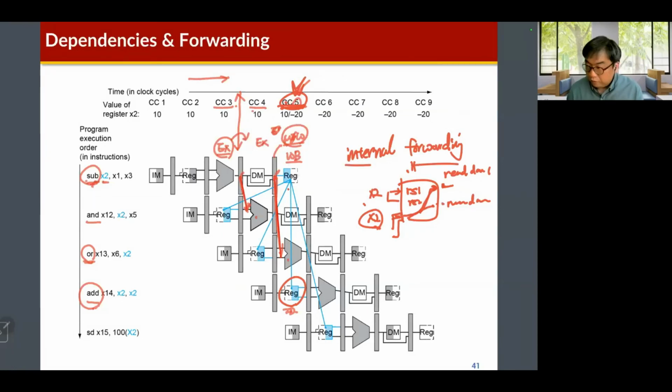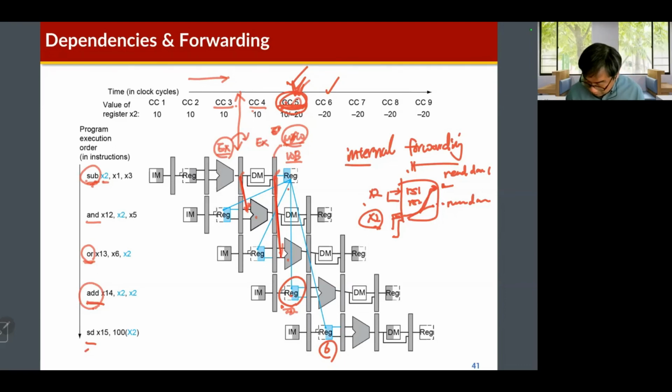We assume that our register file supports internal forwarding. So at clock cycle number five, the add instruction can read data from the register file. How about this store instruction? The store instruction reads data from the register file at clock cycle number six, and the data was already written back to the register file at clock cycle number five. So the store instruction can read the data, which is already stored in the register file.